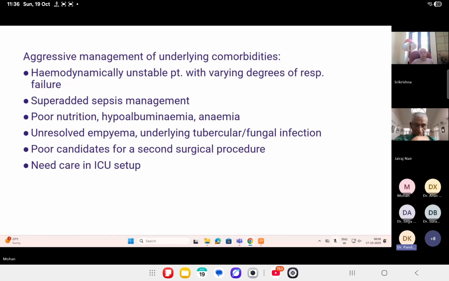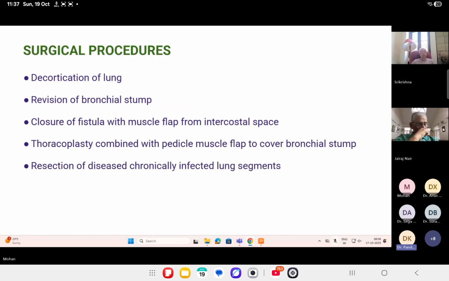That is, hemodynamics has to be managed, and superadded sepsis has to be managed with nutrition; hypoalbuminemia and anemia have to be taken care of; unresolved empyema and underlying tubercular or fungal infection have to be taken care of. These are poor candidates for second surgical procedures, and such patients need ICU setup. Surgical procedures include decortication of that side, preservation of that bronchial stump, and then closure of the fistula with a muscle flap from the intercostal space.